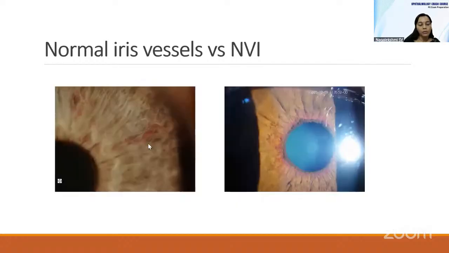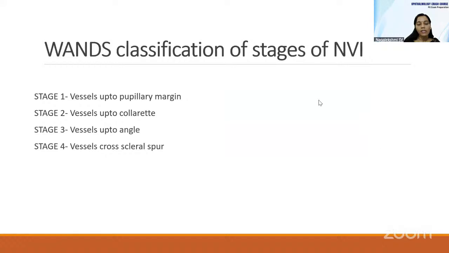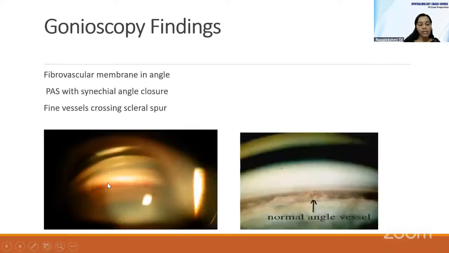So this is a picture where you can see that the normal iris vessels are deep stromal and they run a radial course and they are more sturdy in comparison to the new vessels, which are thin, fragile, and are seen in an arborizing pattern. Vance's classification of NVA is based on the anatomical position of the NVI. It is classified as stage 1, where the vessels extend up to the pupillary margin, stage 2, when the vessels go up to the collarette, stage 3, when it goes up to the angle, and stage 4, when it crosses the scleral spur. As I told previously, crossing the scleral spur is an important finding which differentiates the NVA from normal angle vessels.